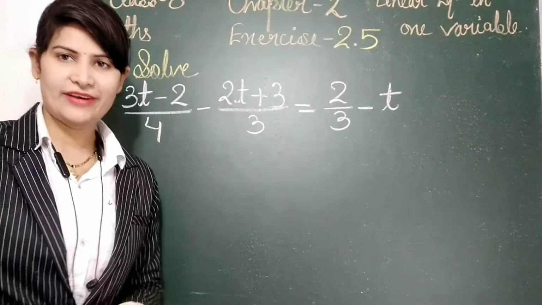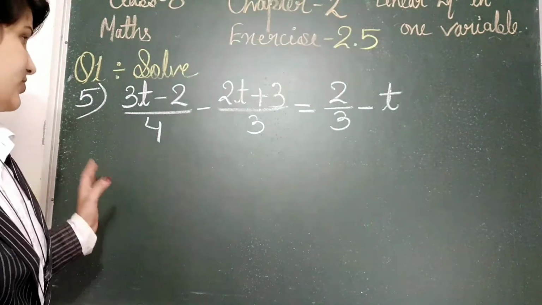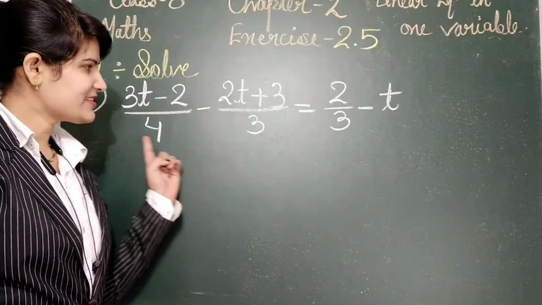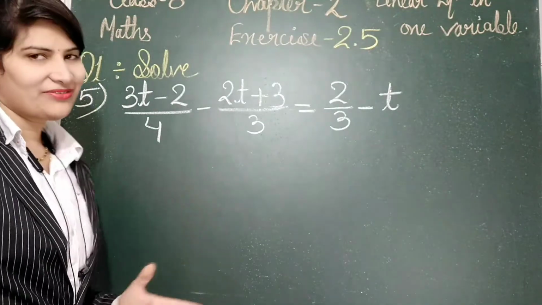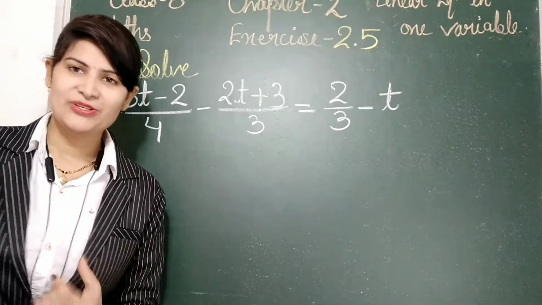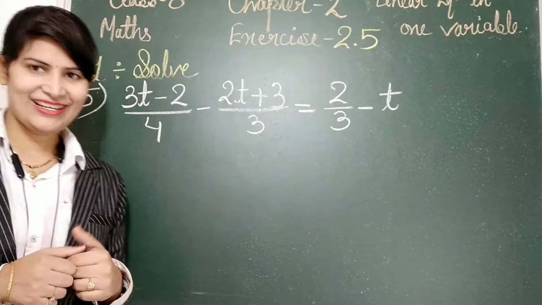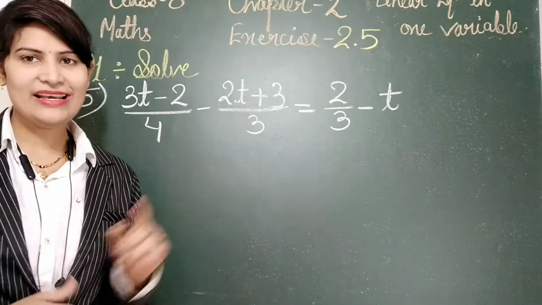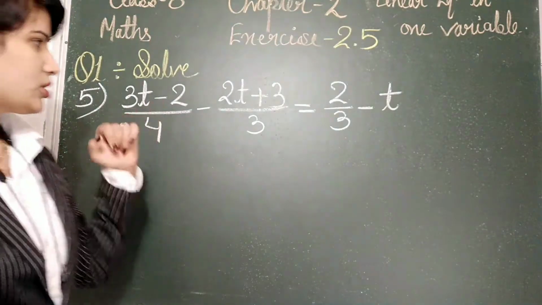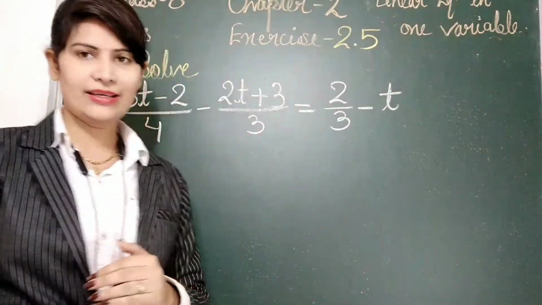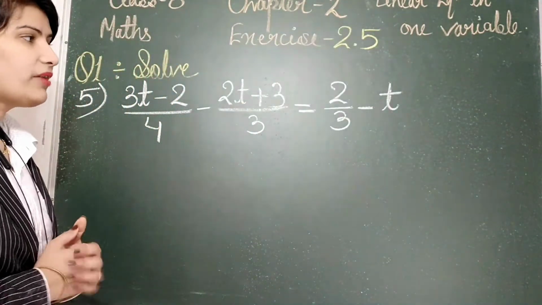Exercise 2.5. Question number 5 is also very simple. It seems difficult but it is not difficult. It's a very easy question, so let us start solving it step by step. First, what is the variable term? You can see here is a variable, here is also a variable, and here is also a variable. What do we have to do?